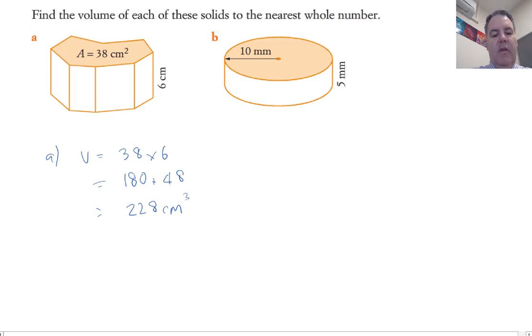In this case here, we've got centimeters cubed. Conversion here: milliliters and centimeters cubed are the same thing. So this is 228 milliliters. Okay, just close to a quarter of a litre, if you like.